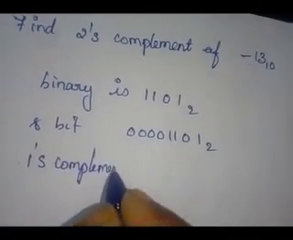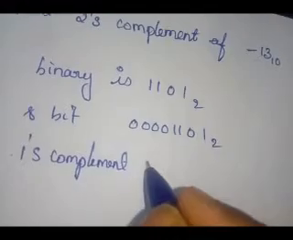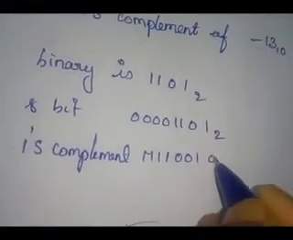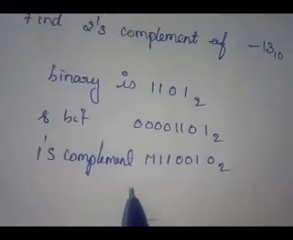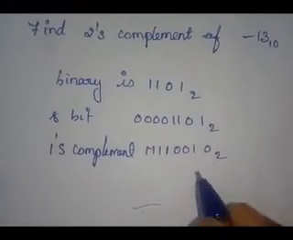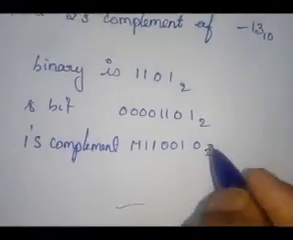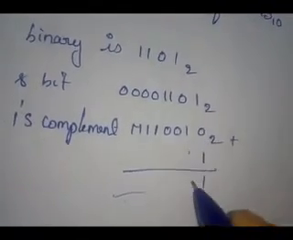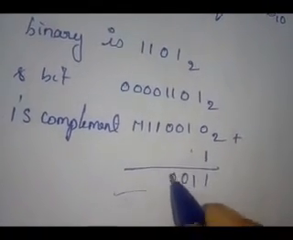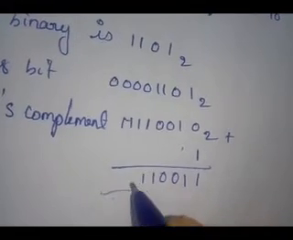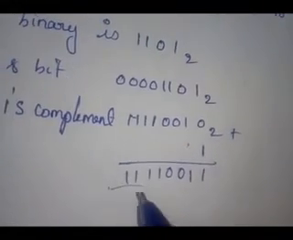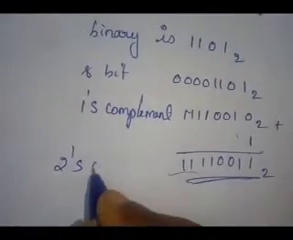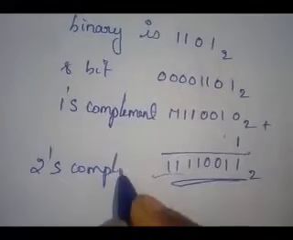1's complement, how will you take it? All zeros become 1, all ones become zeros. Okay. This is the 1's complement. With this 1's complement, we have to add 1. 0 plus 1, 1. 1, 0, 0, 1, 1, 1, 1. This is the 2's complement of this minus 13.